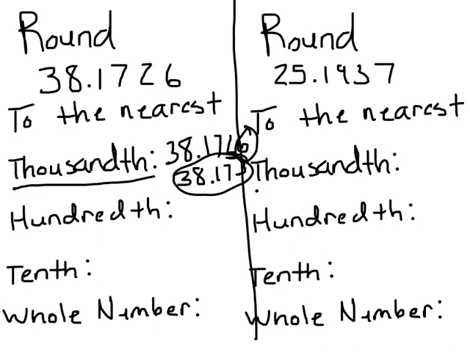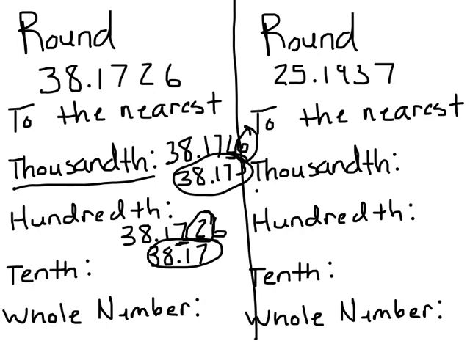Which digit is in the hundredths place in our number 38 and 1,726 10,000ths? The 7 is in the hundredths place. The 2 is going to tell me which way to round. So, what is it closer to? Well, this time it rounds to 38 and 17 hundredths.